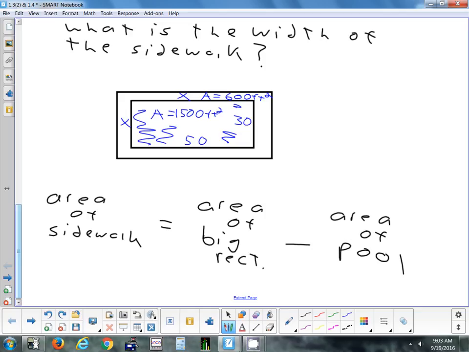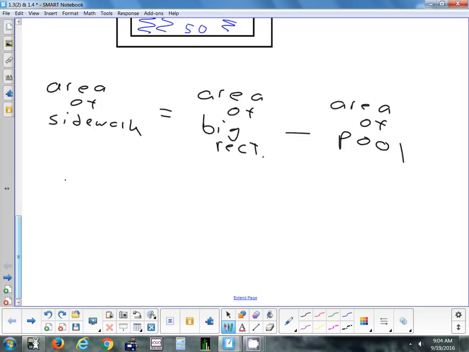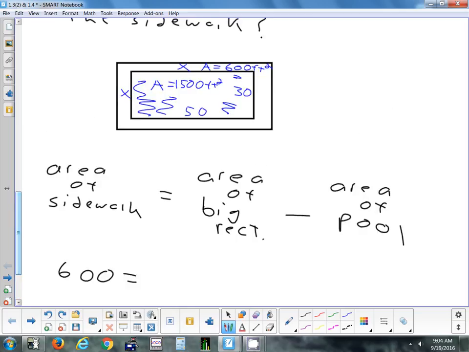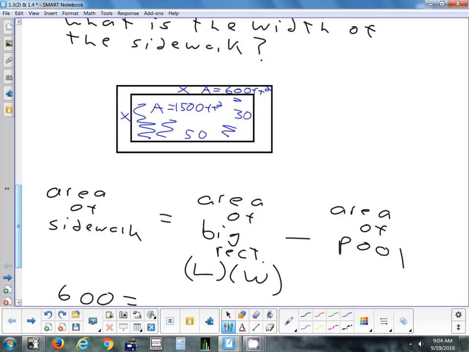Okay, now let's fill in what we know. Area of the sidewalk, that's 600. Now I need the area of the big rectangle. So that's length times width. What's the length of the big rectangle? And again, this won't be a number. So x is from here to here. Actually, let me do that in a different color. Okay, so that's x. What else? We got a little bit more.